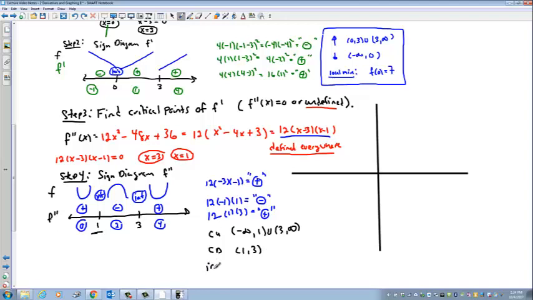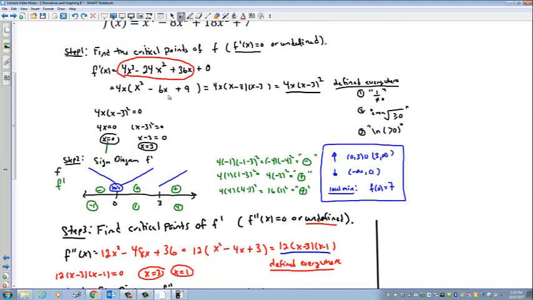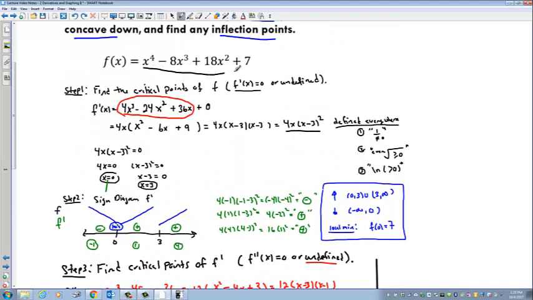And then I have inflection points. I have one at 1, comma, and then you have to plug this into the original, so 1 comma f of 1. And then 3 comma f of 3, whatever that is. So equal to. And to find those, you've got to come back up here and plug into the original function right here. So I don't really want to do that by hand, so I could plug in 1 and do that, and I could plug in 3 and do that.